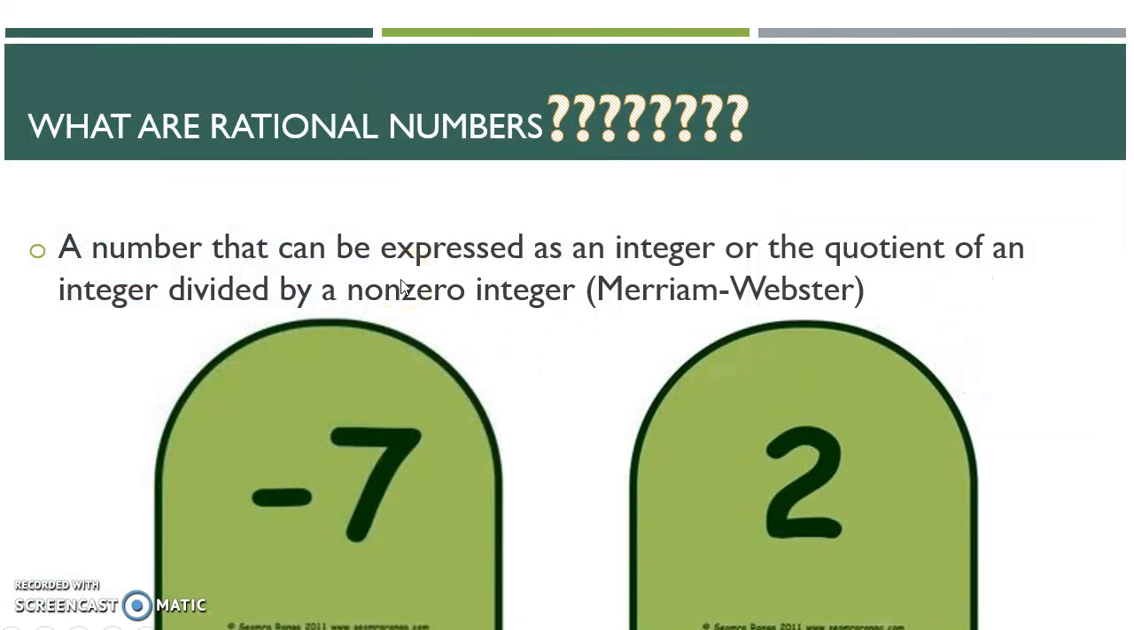What are rational numbers? A number that can be expressed as an integer or the quotient of an integer divided by a non-zero integer. An example would be -7 or 2.